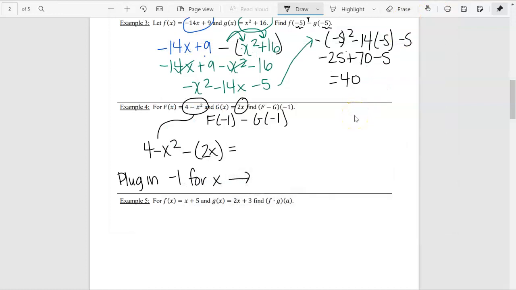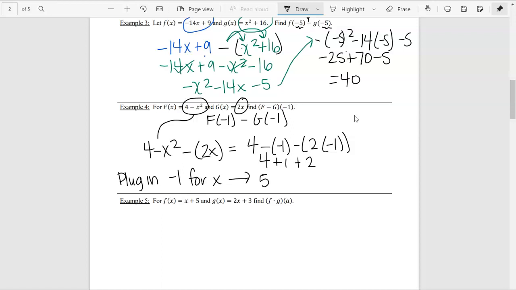So let's just check that. We think that the answer is 5. So 4 minus, instead of x squared, I'm going to put negative 1 minus 2 times negative 1. Okay, so I would have 4 minus minus is a plus. Negative 2 minus 1, that's going to end up being plus 2, which is not 5.